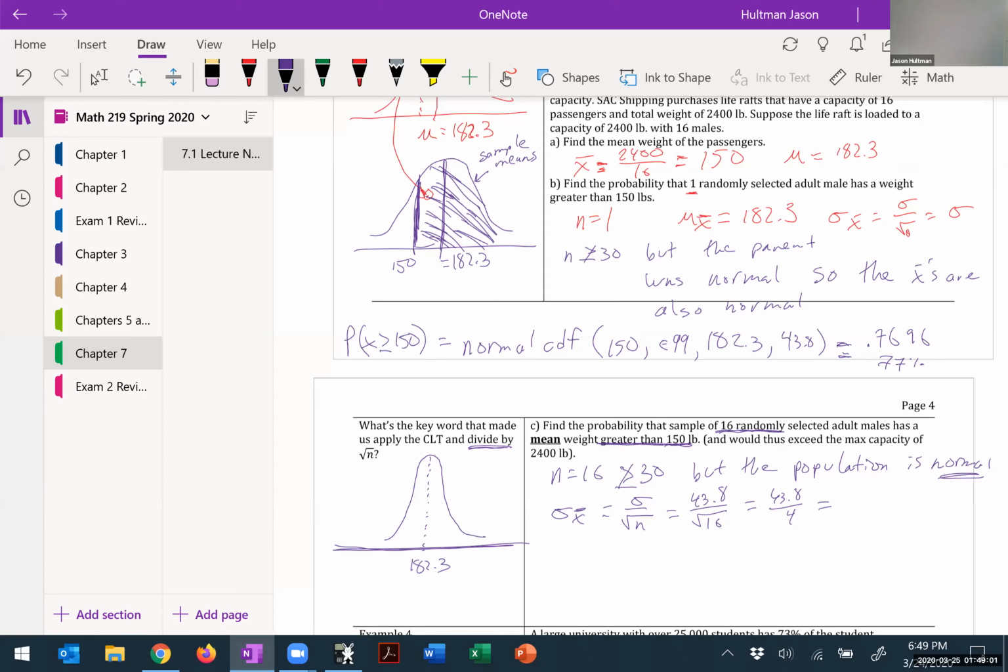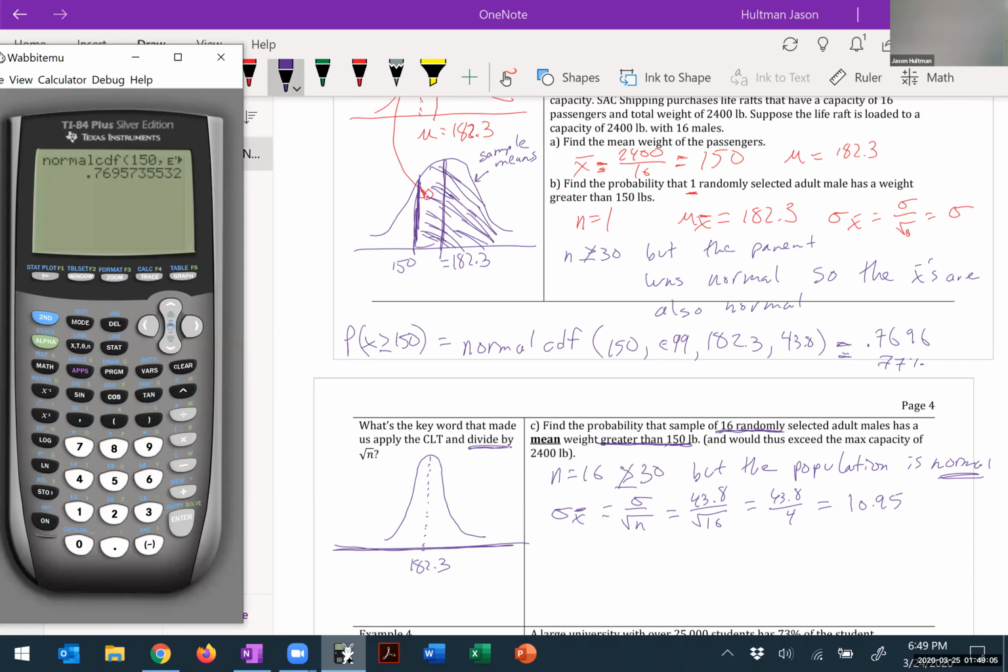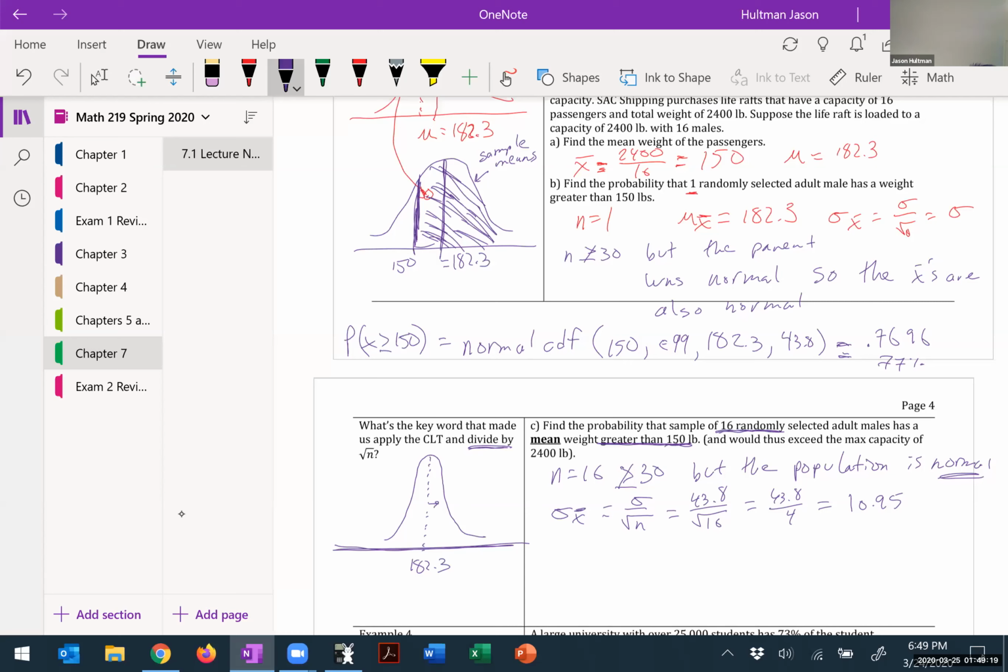Okay, which is about 10.95. If you do that on a calculator, 43.8 divided by 4 is 10.95. So the standard deviation is much smaller now. A much smaller standard deviation than before. That means the probability of getting someone above 150 is going to be much bigger.